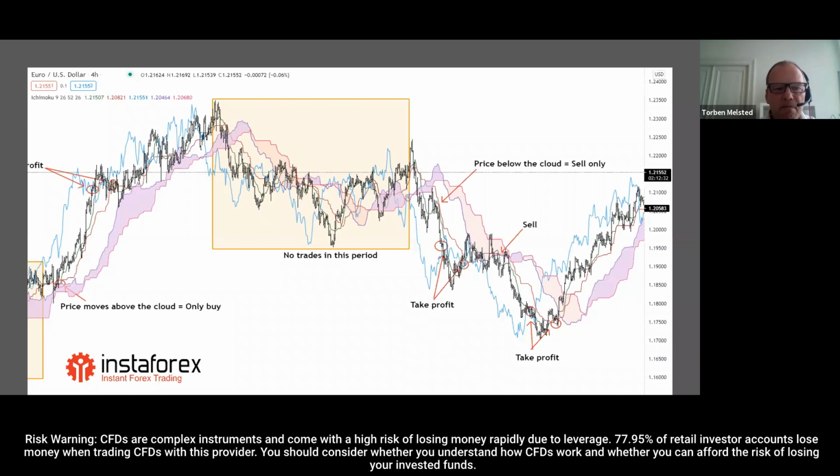Okay, that's about the Ichimoku cloud. Should we take any questions if there are any on this one? Any questions? Okay, let's move on. And we can always return to this later if you have a question or you think of anything.